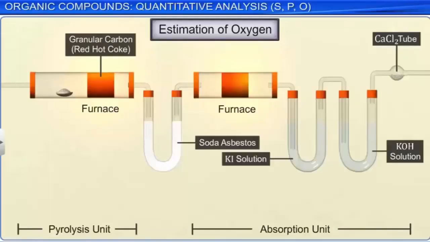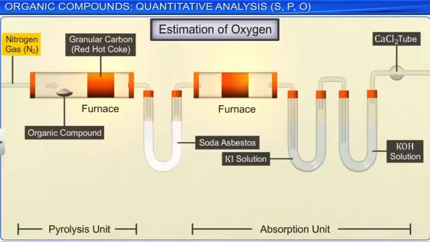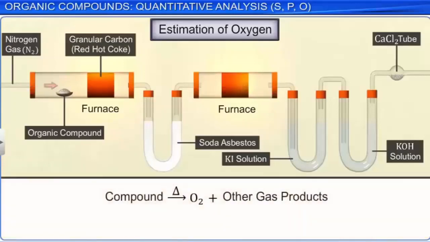For the quantitative analysis of oxygen in an organic compound, a known weight of the organic compound is heated in a stream of nitrogen gas. As a result, the organic compound gets decomposed. Then, the oxygen-containing mixture is passed over red-hot coke, where all the oxygen is converted to carbon monoxide according to the equation shown.